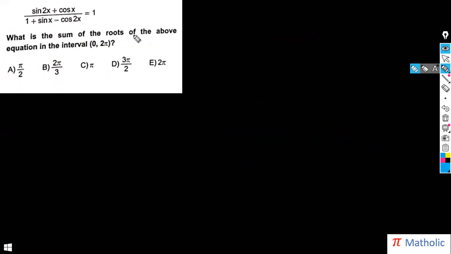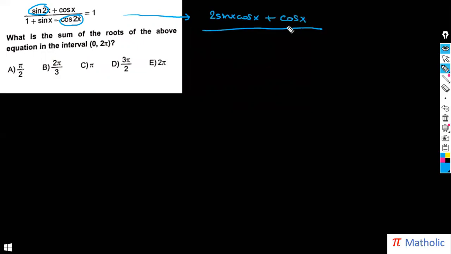What is the sum of the roots of the above equation in the interval 0 to 2 pi? So first of all, let's check these two, sine 2x and cosine 2x, double angle identities. Instead of sine 2x, I can write 2 sine x cosine x, and 1 plus sine x minus 1 minus 2 sine squared x equals 1. So let's simplify this part. This will be negative 1 plus 2 sine squared x. The 1 and negative 1 cancel out.